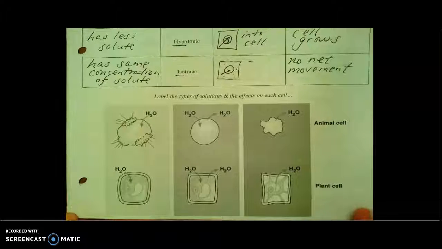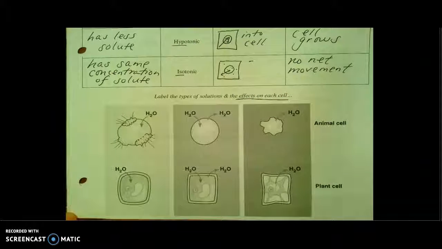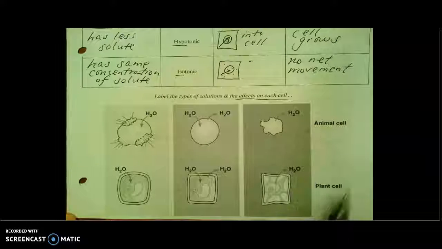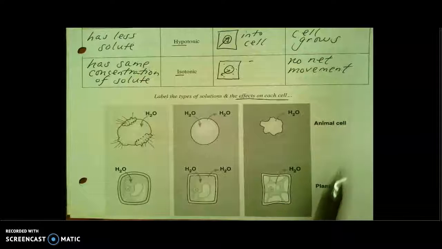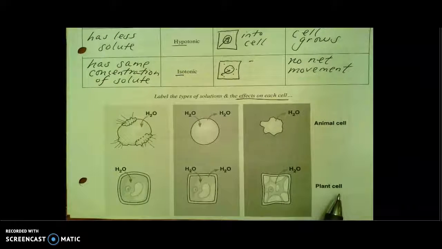It's one thing to think about a picture where arrows are moving, but it's another to really think about the impact this movement can have on cells. So first of all, we've got animal cells up here, and we've got plant cells down here. Remember, the big difference is that animal cells are only surrounded by a membrane, while plant cells have a membrane and a cell wall for some extra structure and support.